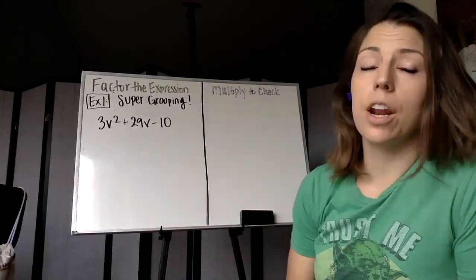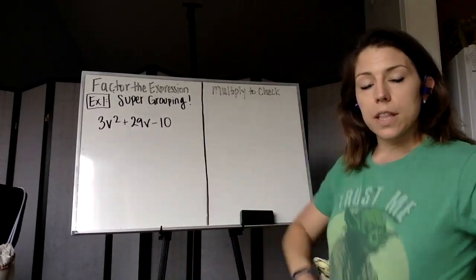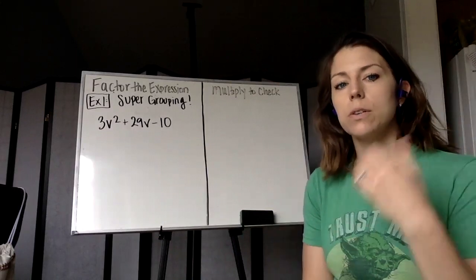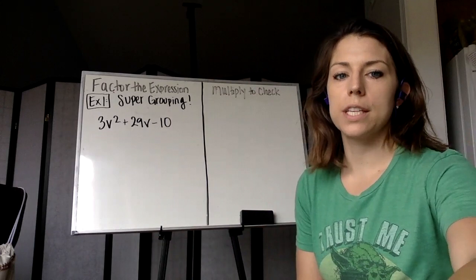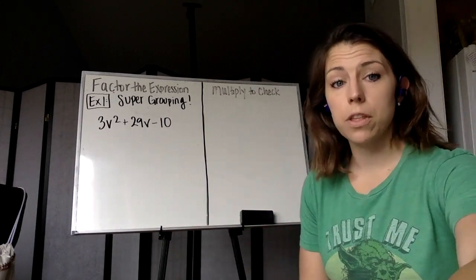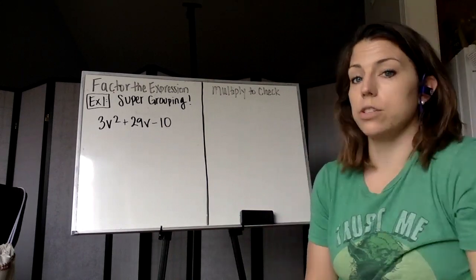Okay, part 4 and our final practice in the worksheet. For these, you'll notice that they are all trinomials with a leading coefficient other than 1. So like 3v squared, or in the second example, 5r squared. The leading coefficient is an actual number other than 1, which leads us to believe that we cannot use regular old P's and Q's factoring.